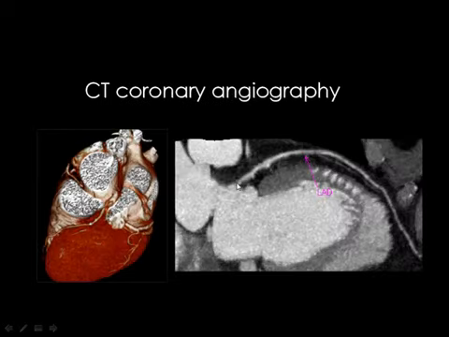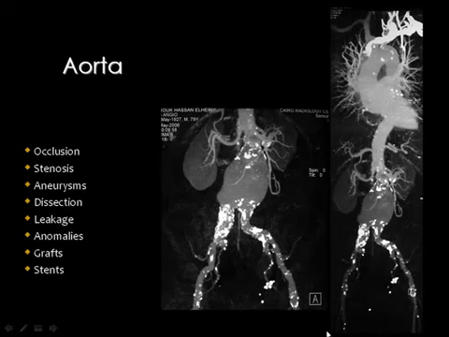Also, you can see the coronary artery from its origin to its termination using this technique, which is known as curved reconstruction. You can reconstruct any artery in the human body as a single line. Then you can assess for the stenosis, for obstruction, and so on. And here you can see the aorta.